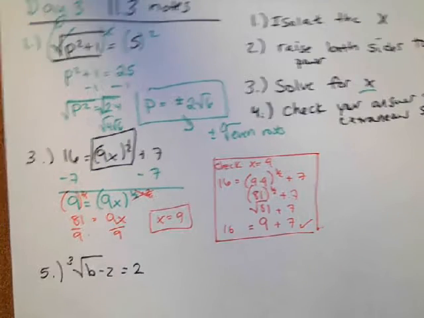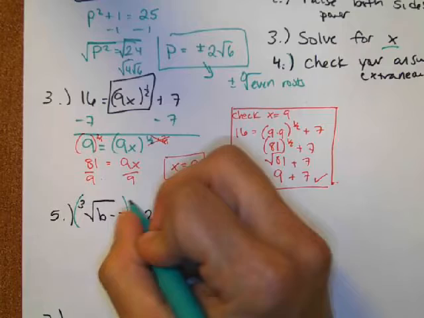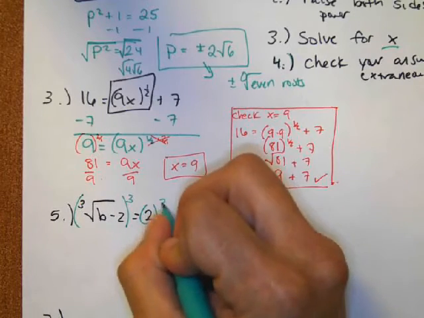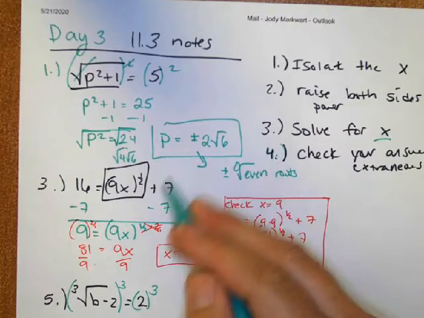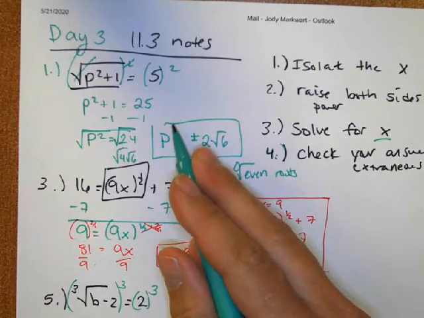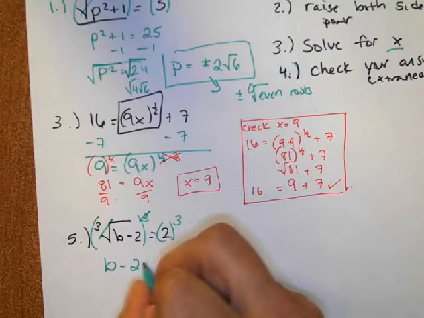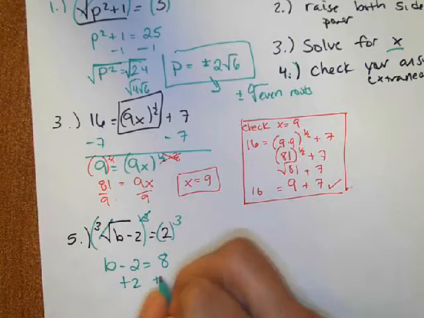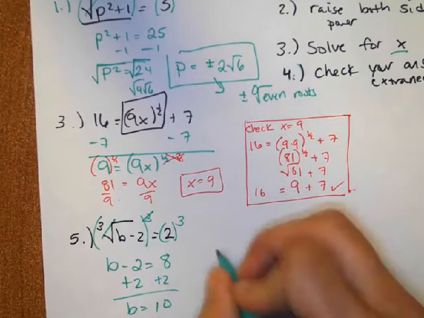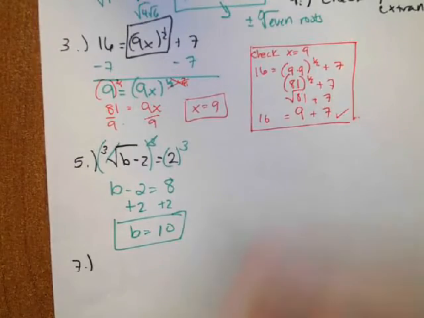I'm going to skip question number 5. No, I'll do 5 and then I'll do a quadratic. 5 is the third root, so I'm raising it to the third power. It's already isolated, so I get to skip step number 1 on this because it's isolated. Number 3 I had to isolate. Number 1 was already isolated. So when I cube the cube root, I get b minus 2. 2 cubed is 8. Now I'm just solving for x, which technically is a b in this question. So I get b equals 10. Check.